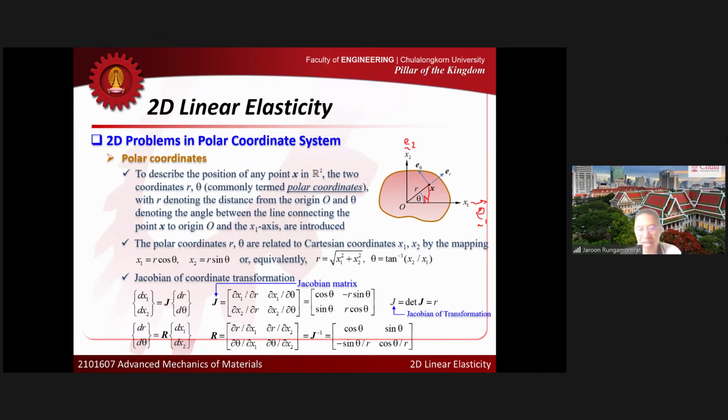And I can show that the inverse of J is equal to this. You have a 2 by 2 matrix here, and the inverse of the matrix can be obtained easily. So this is the final form of R. The matrix J and the matrix R are fundamental here. They simply tell you the relationship between the two coordinate systems.